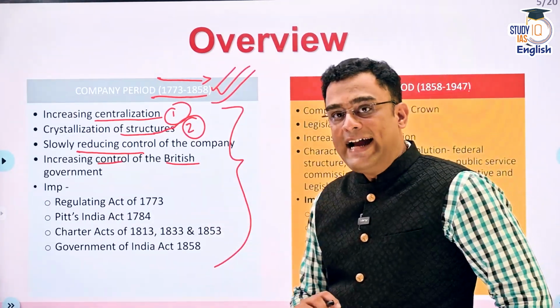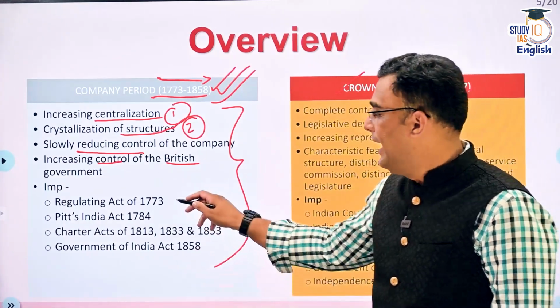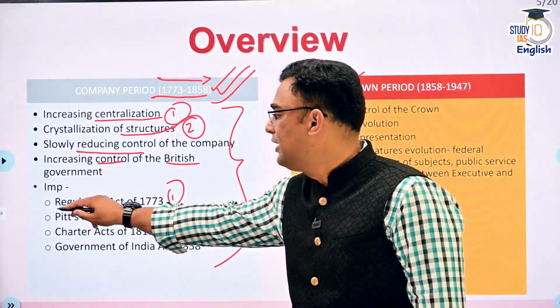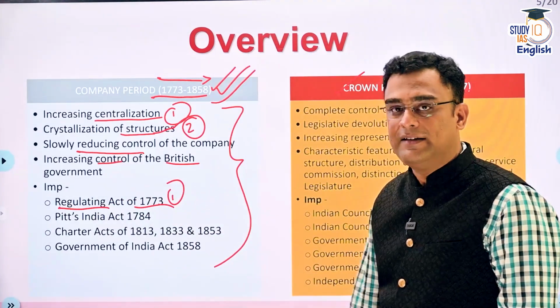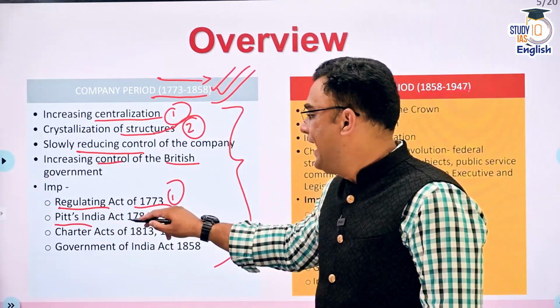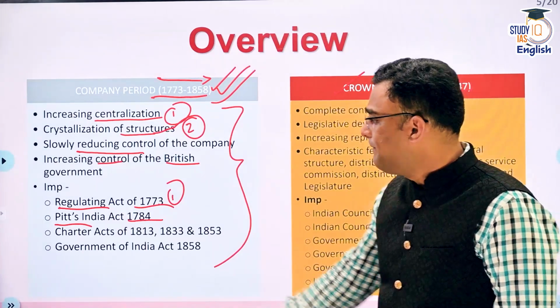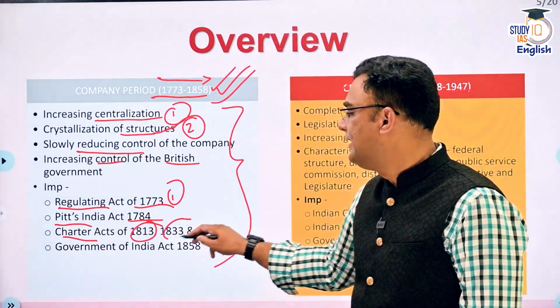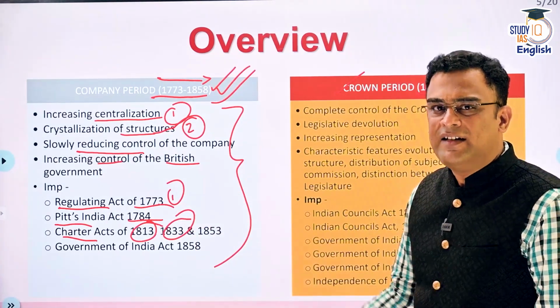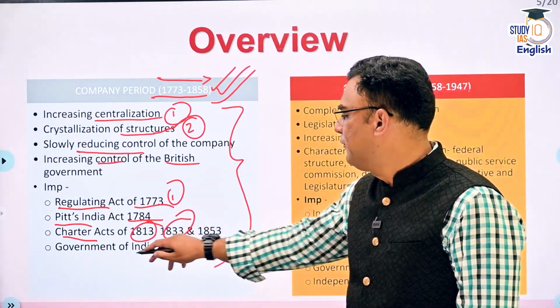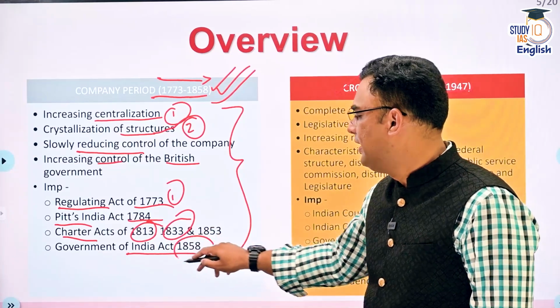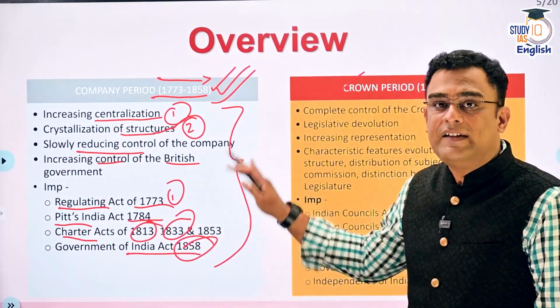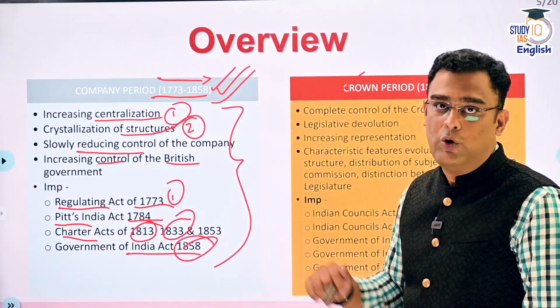What are the important acts in this phase? Act number 1, Regulating Act of 1773, Pitt's India Act of 1784, and then we have some charter acts. 2 of them are important, 1813, 1833. 1853 is relatively not that significant. And finally, Government of India Act of 1858. So these are some of the acts that we must know about.